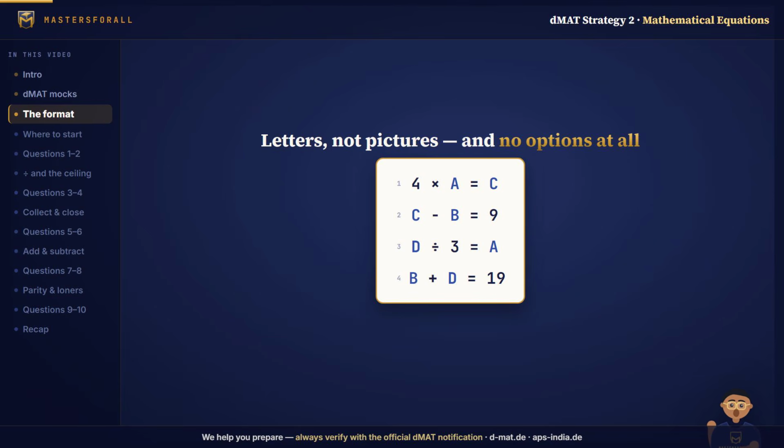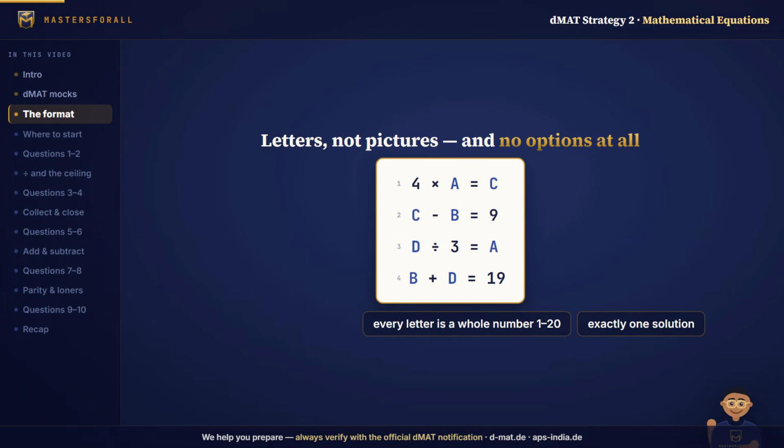In figure sequences, you pick a picture from 3. Here you pick nothing, you produce the numbers yourself. So the eliminate a wrong option skill from video 1 does not apply. Different game entirely. 2 rules make it winnable. Every letter is a whole number between 1 and 20. And there is always exactly one solution. If you have found numbers that fit, they are the numbers.